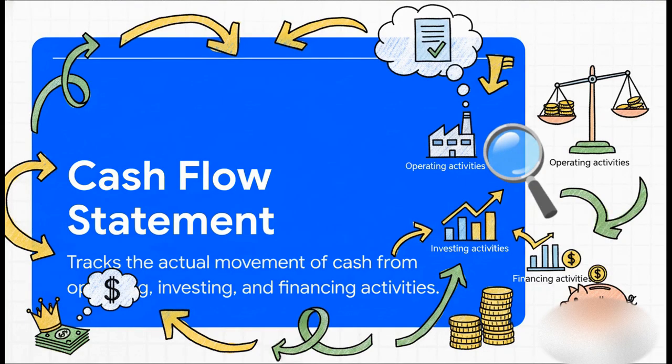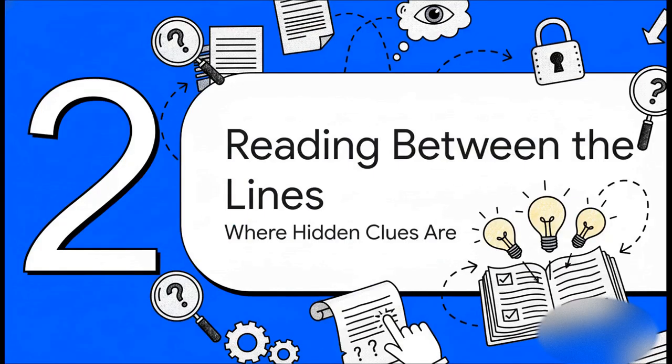And last but not least, the cash flow statement. This one is so important because it just tracks the cash. See, a company can look profitable on paper, but still go bankrupt because it ran out of actual money. This statement shows you exactly where the cash came from and where it went, breaking it down by operations, investing, and financing.